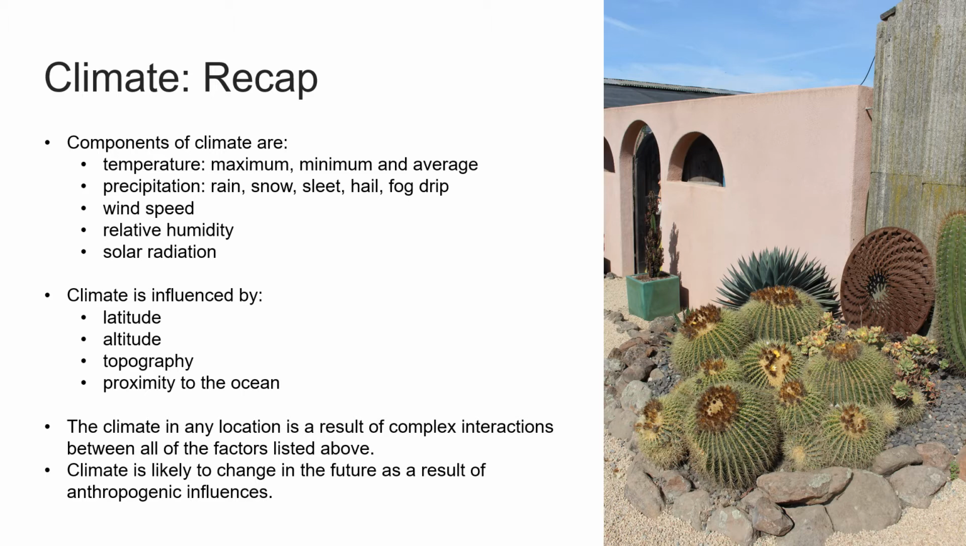As a recap from the previous unit, the components of climate are temperature, and we look at maximum, minimum, and average temperatures, precipitation, which includes rain, snow, sleet, hail, and fog drip here at the coast, wind speed and wind direction, relative humidity, and solar radiation. And climate is influenced by latitude, altitude, topography, and proximity to the ocean. The climate in any given location is a result of complex interactions between all of the factors listed above. And climate is likely to change in the future as a result of anthropogenic influences.